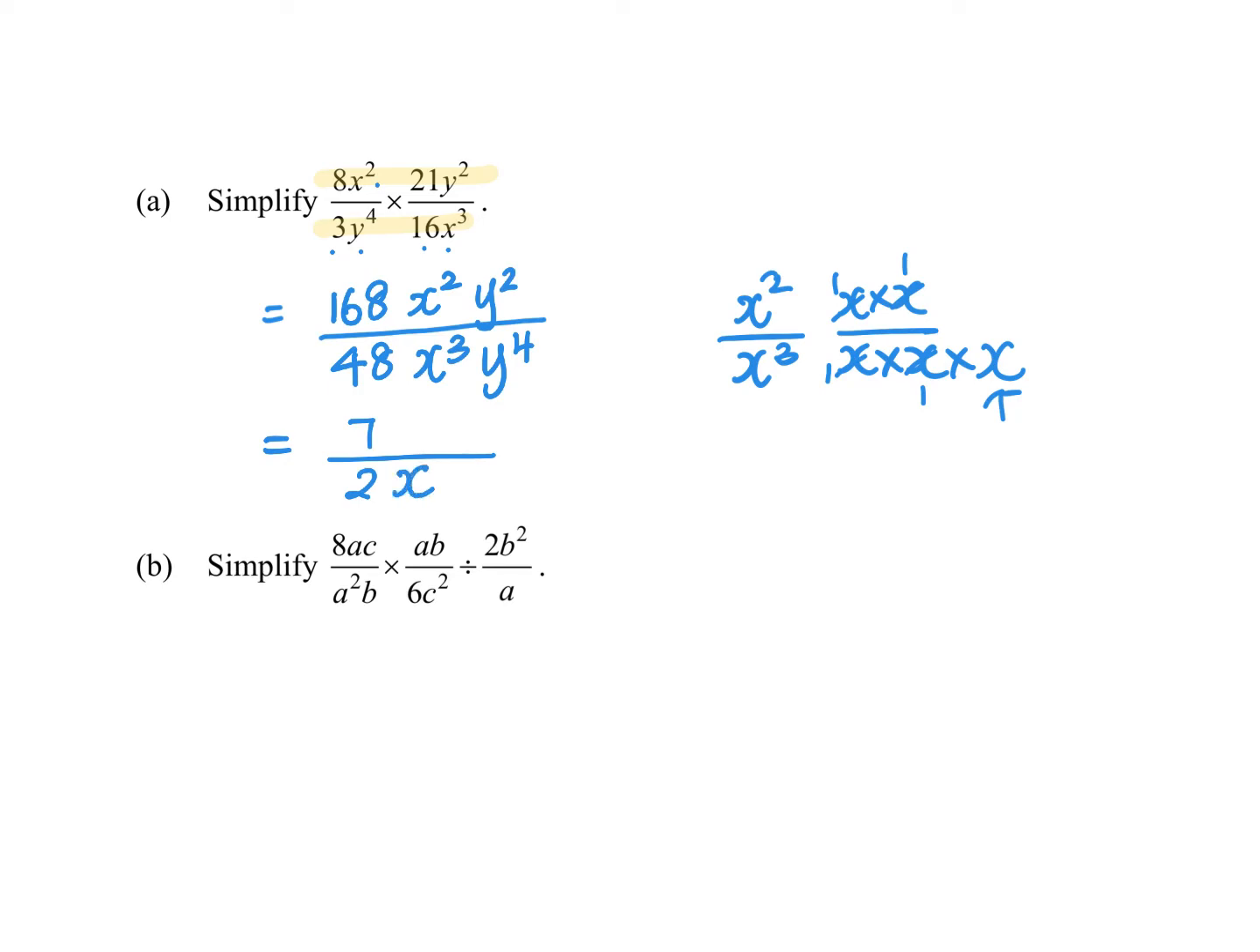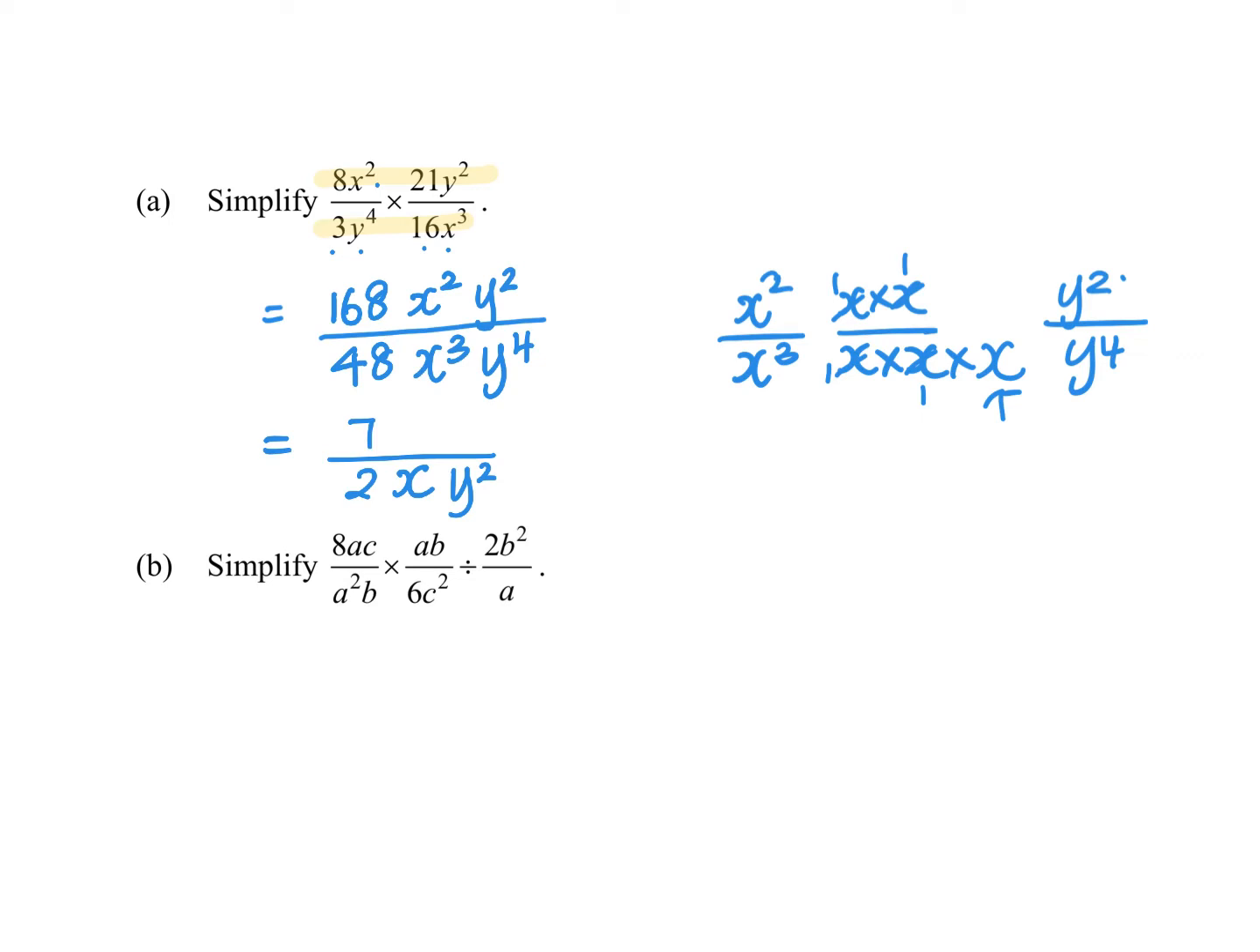What about y squared and y to the power of 4? On top there are 2 y's, and at the bottom there are 4. The denominator has more powers, and after cancellation, I'm left with y to the power of 2 at the bottom. Have you gotten the answer?